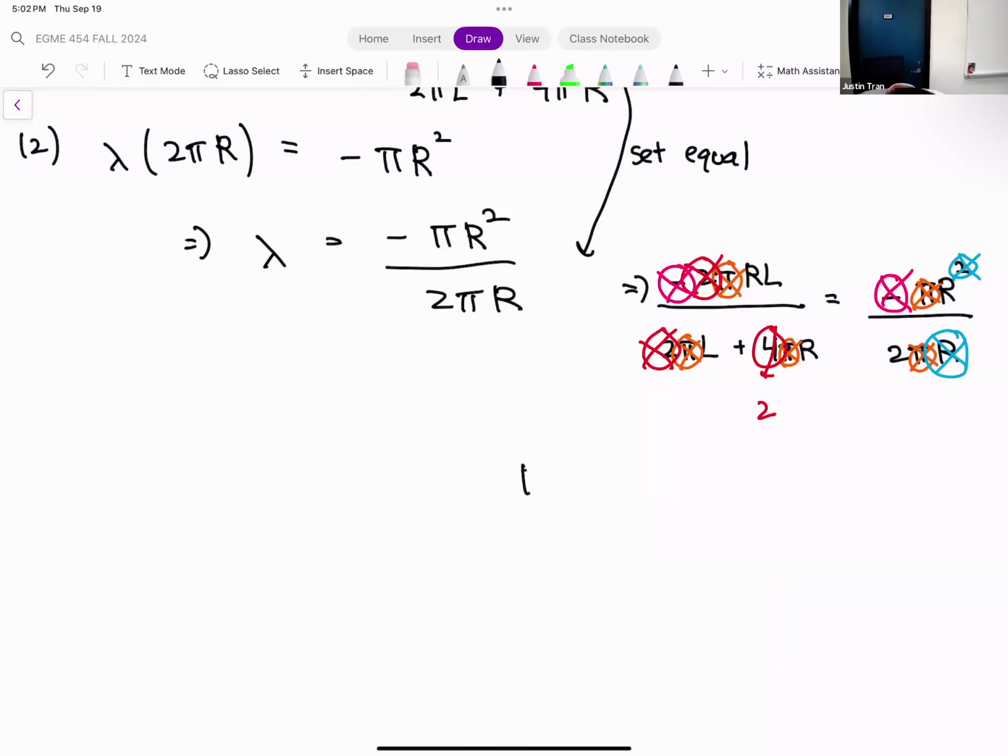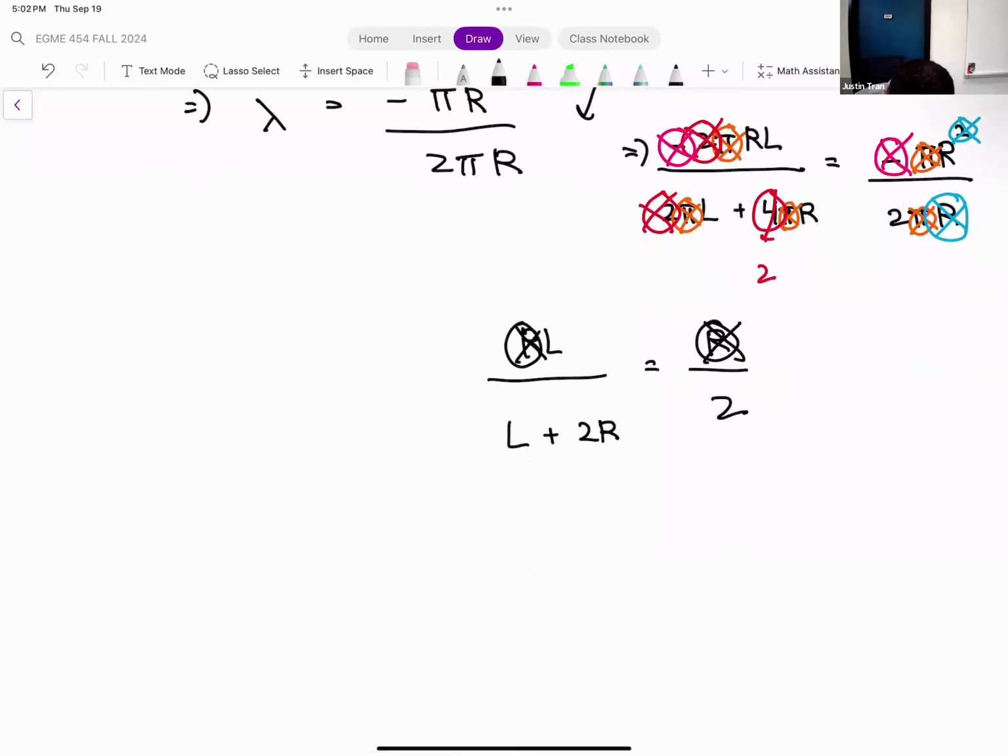And so on the left-hand side here, we have R times L divided by L plus 2R. And on the right-hand side, we just have R over 2. Oh, in fact, we can cancel out one more thing. We have an R on both sides, so let's go ahead and cancel that. I missed one. Okay. And so the final one we have is L divided by L plus 2R equal to 1/2.